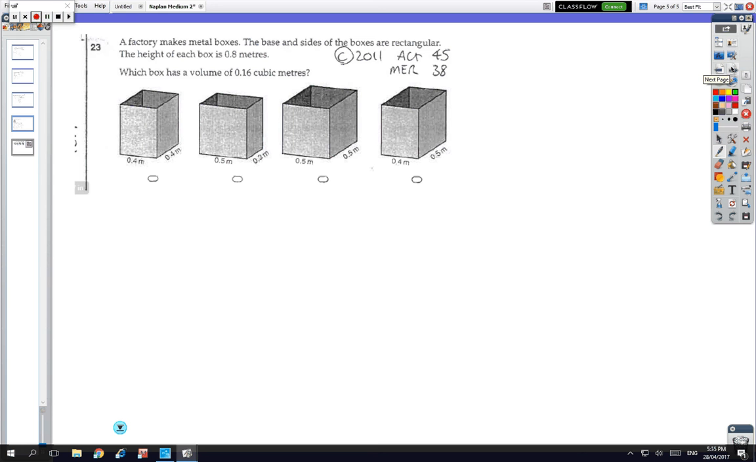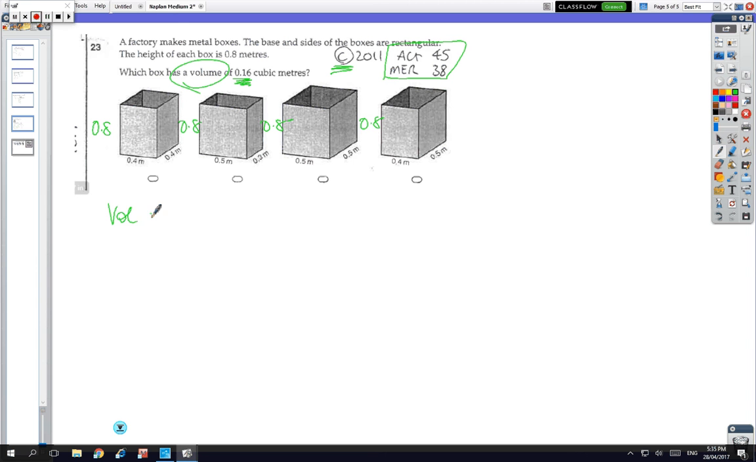Okay, a factory makes metal boxes. The base and sides are rectangular. The height is 0.8 for each of them. And we have to find which box has a volume of exactly 0.16. And it's a calculator question. Again, a bit of a worry, less than half got it right, but can you just have a go? You need to know what the volume of a rectangular prism is, and then after that it's pretty straightforward.